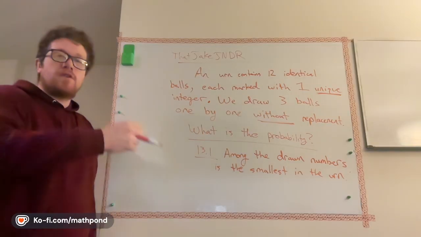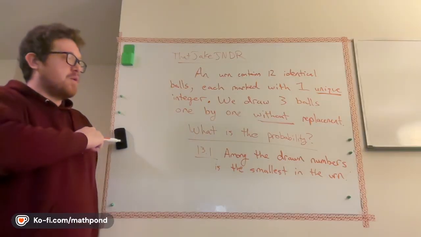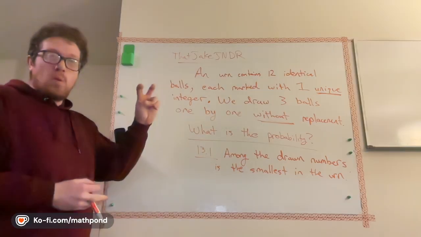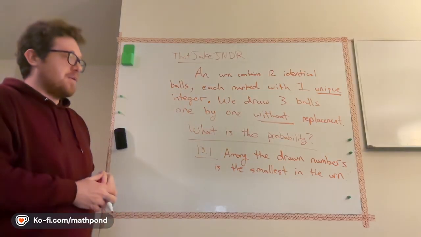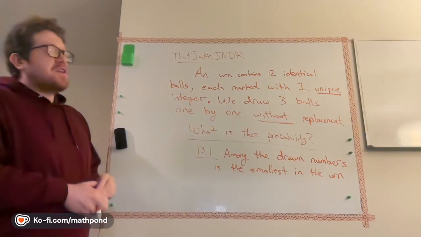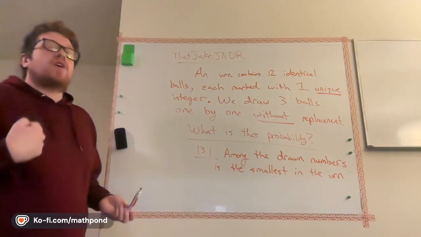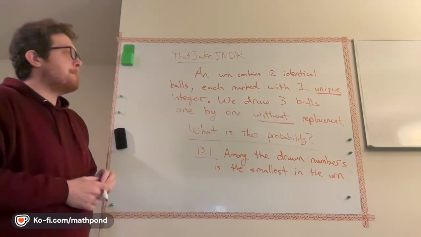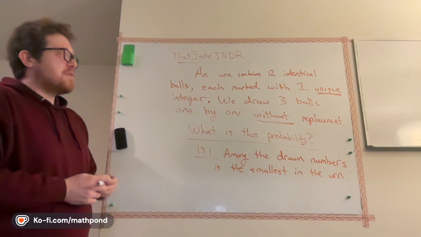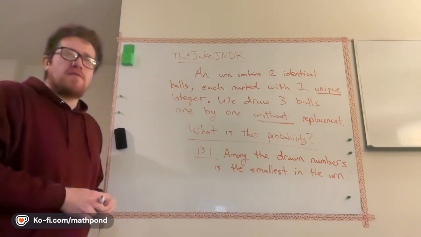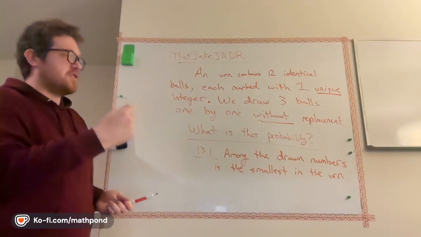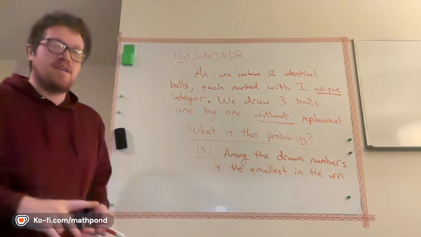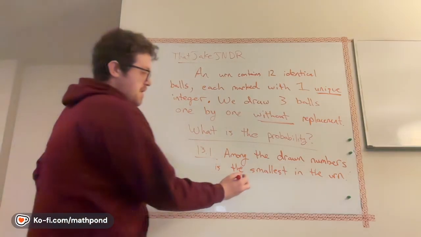When we pull the first ball out, either we get the smallest number and we win the bet, if you think of it that way, or we don't get it and then we go back and try another time. So with the first ball, what's the chance that the first ball I pull out is the smallest number and I win automatically? What's the probability of that?